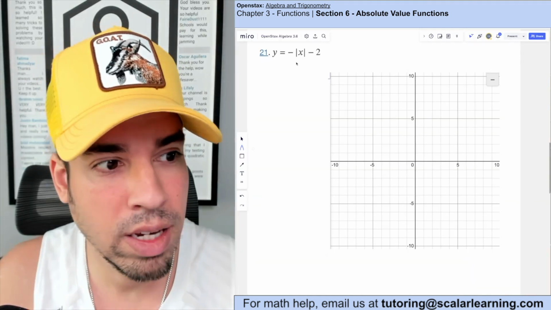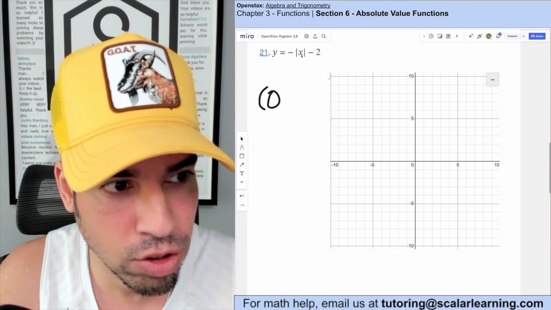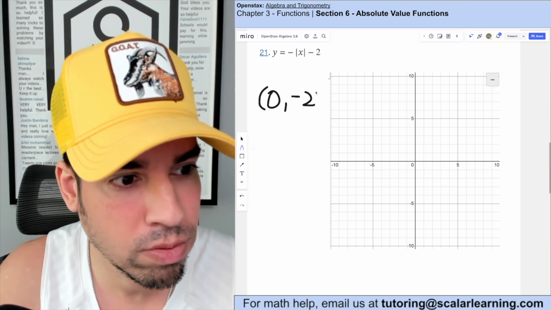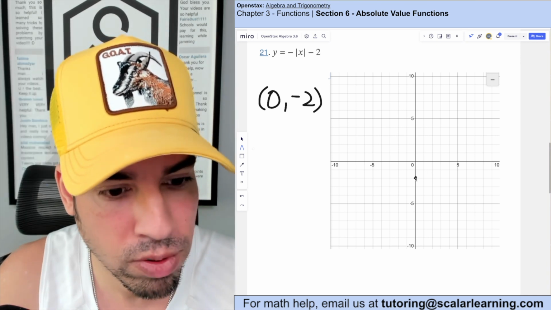So for this one, once again, the vertex is going to be when the x zeroes out, and that's going to be at 0. You plug in 0, you get -2 for y. So we know we're at (0, -2) for that nice vertex.